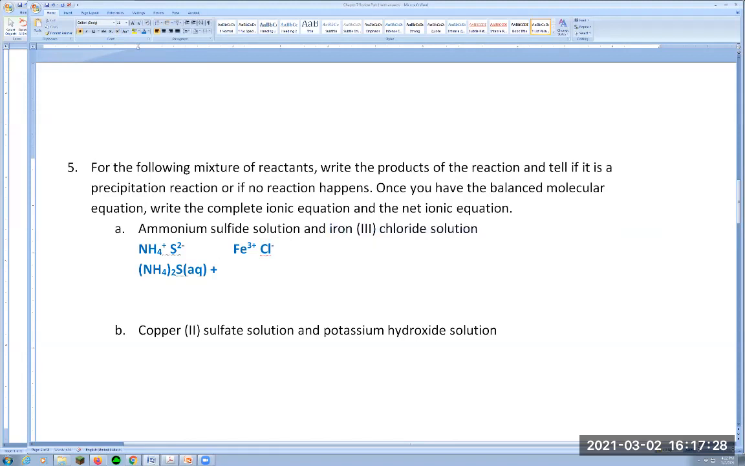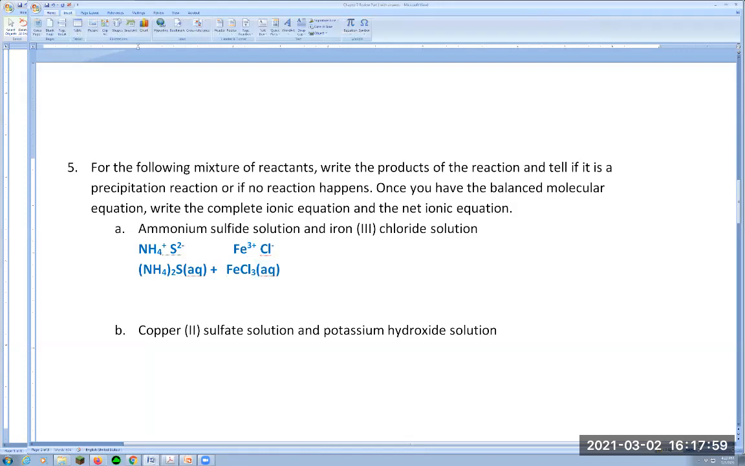So again, you do the crisscross trick. The 1 from the Cl- will make a subscript of 1 for iron, so this is just Fe. And then the 3 from the iron charge will become a subscript for chlorine, so it's going to be a subscript of 3 for chlorine. FeCl3. And that's an aqueous solution, right? It's a solution, so that means it's aqueous. And you mix them together and that yields. So you need to find the products now.